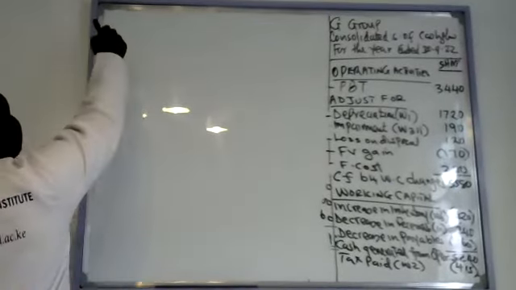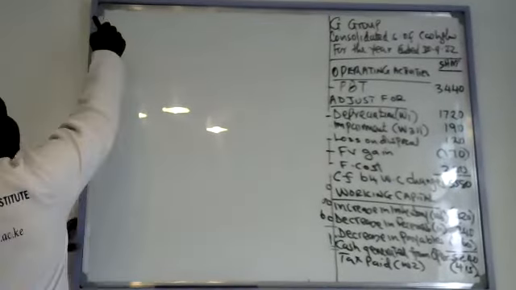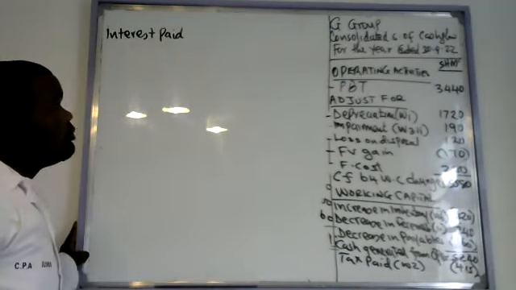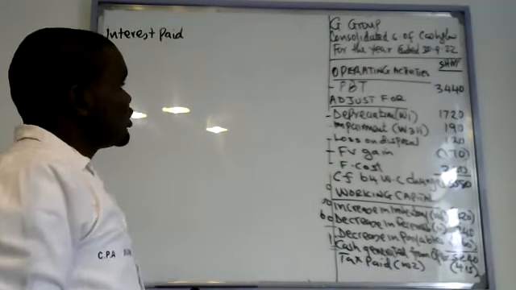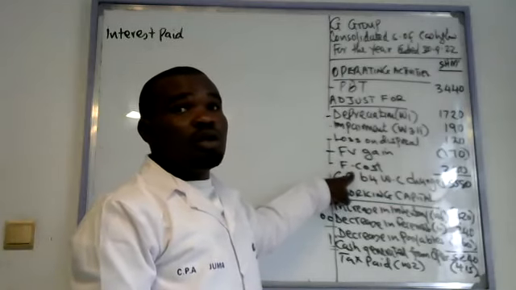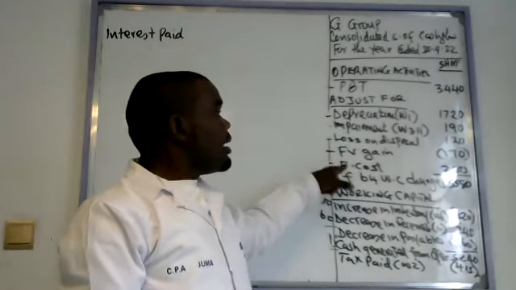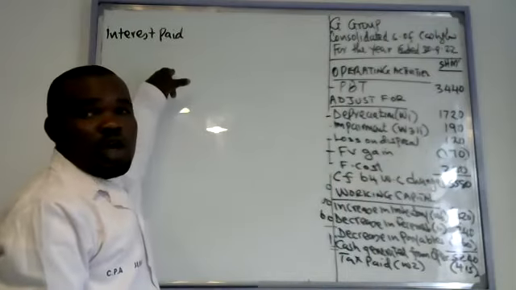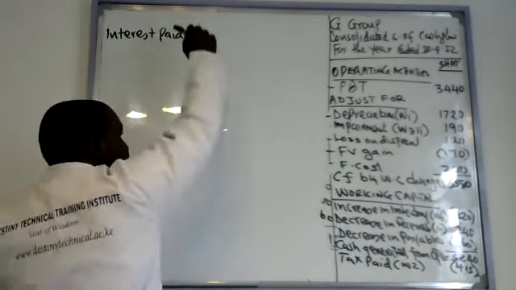So interest paid. So interest paid will be this way. Look here. Interest is the finance cost, this one. Normally the same amount we put here is what we take out. But in this question it will be different.